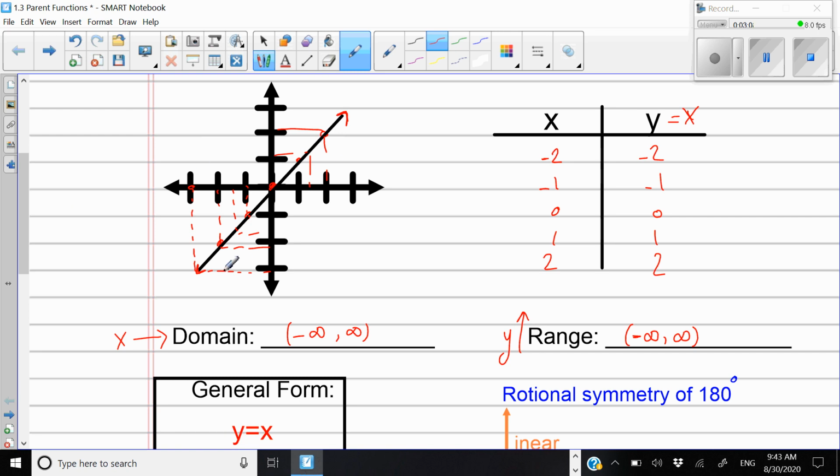If you look at this graph, it has a rotational symmetry of 180 degrees. That means if I rotate this graph 180 degrees, it's going to match the original graph. So it has a rotational symmetry of 180.